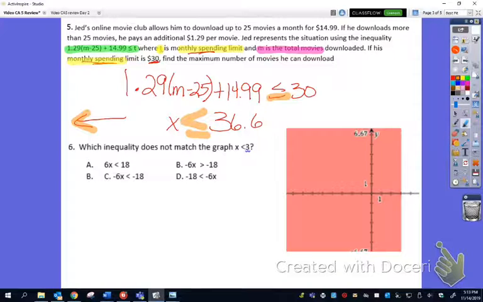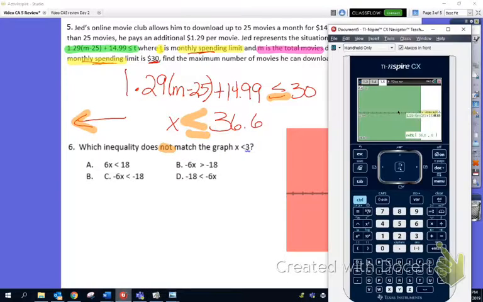Okay. Now on this one, it says which inequality does not match. So this is the picture I want it to match. I'm going to graph each one, and if it doesn't match, I'm going to mark it off. If it does match, I'm good to go. So Control Dot, go to 2, and then delete 6, and you type it exactly like it looks. 6x less than 18. That one is a match.